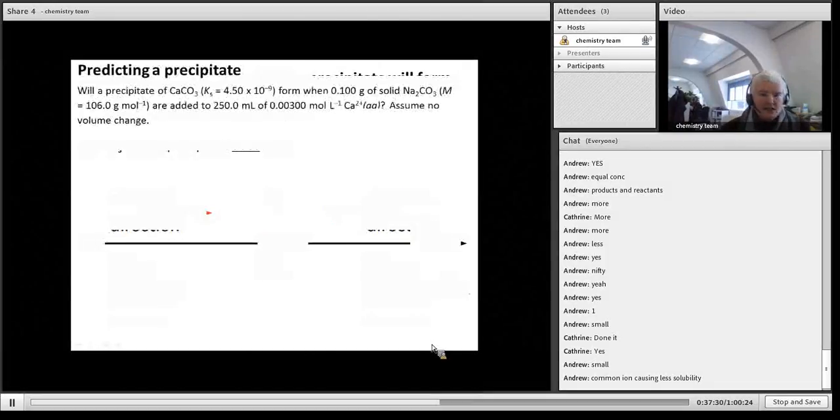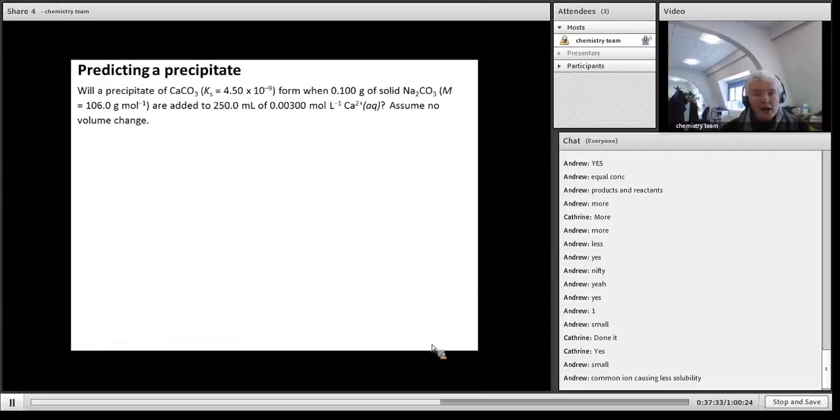Will a precipitate of calcium carbonate form when I have 1 gram of solid sodium carbonate, and I add it to a 250 ml solution of this concentration of calcium? So here I've got 2 different solutions: a sodium carbonate solution and a soluble calcium ion solution. When I mix them, I'm going to form calcium carbonate. But will I form enough calcium carbonate that it's going to precipitate, or won't it? That's really what we're asking.